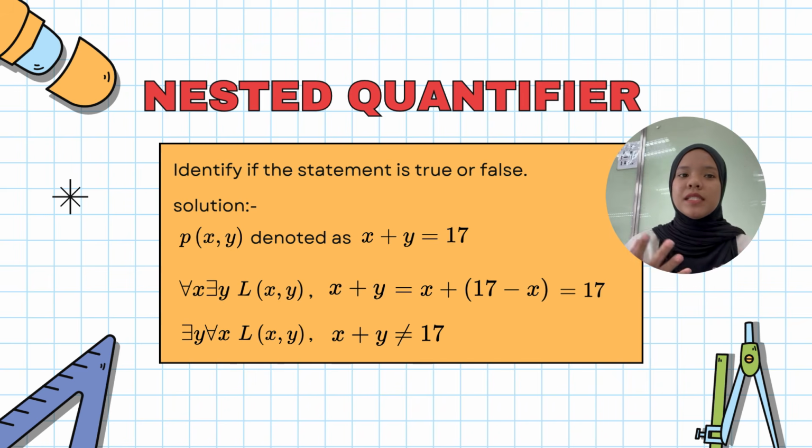Now, let's consider the second statement. This statement is read as there exists an integer y such that for all integers x, x plus y equals 17. As we can see, the statement is false because once an integer y is selected, the only value that x can have is 17 minus y.